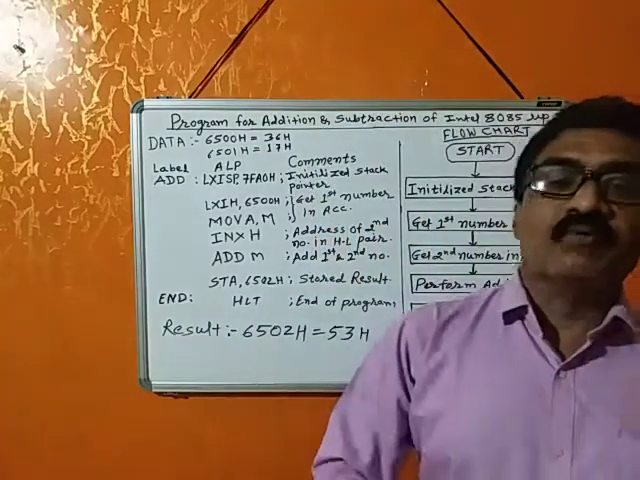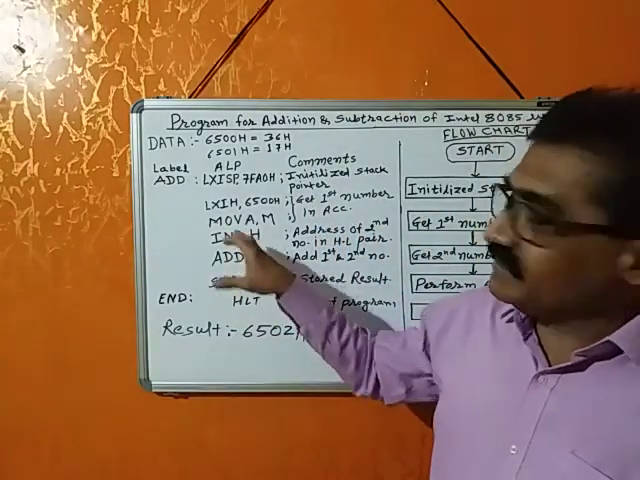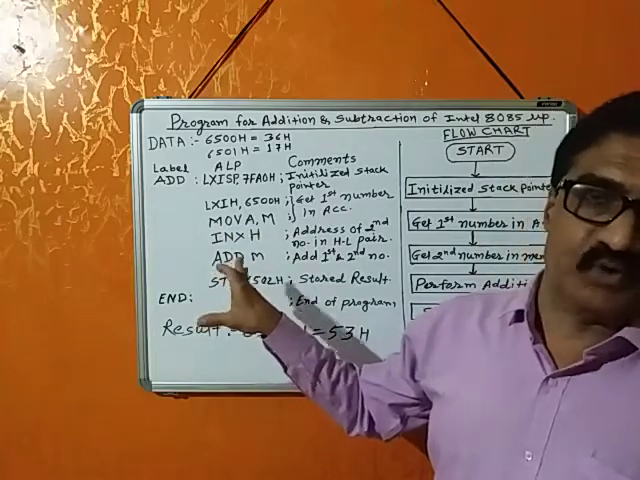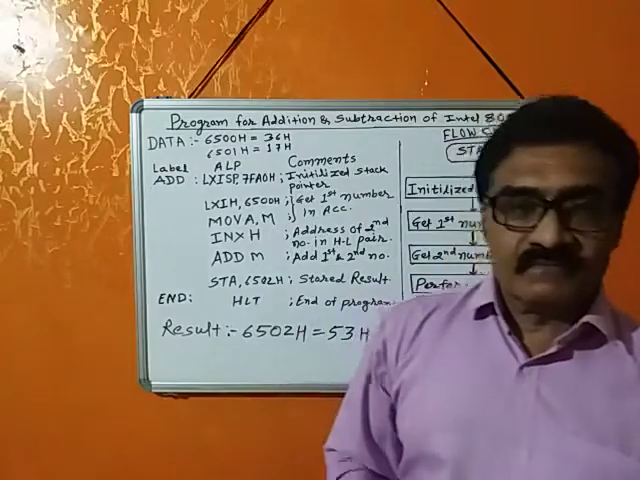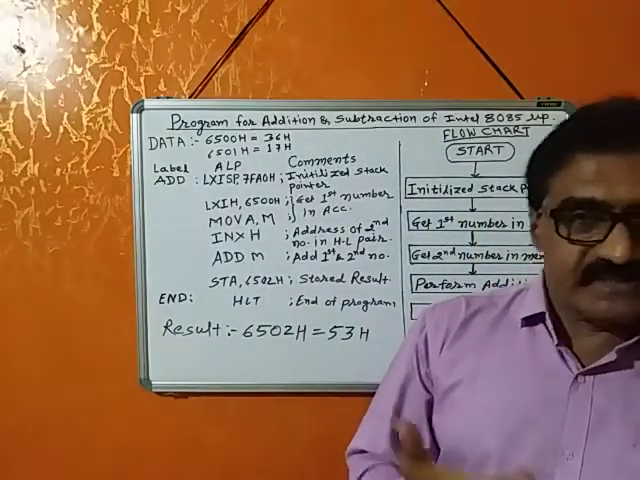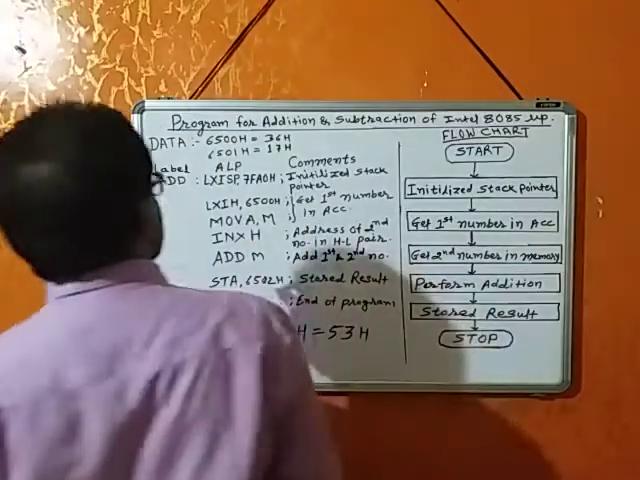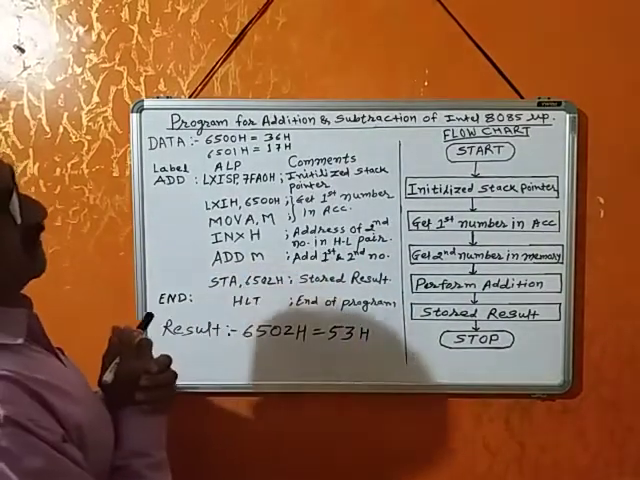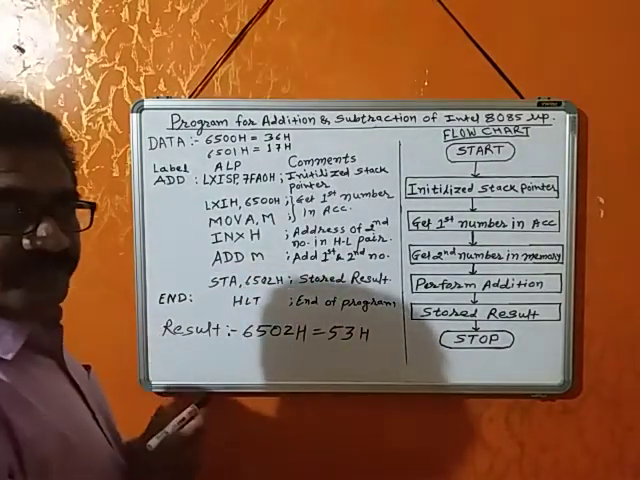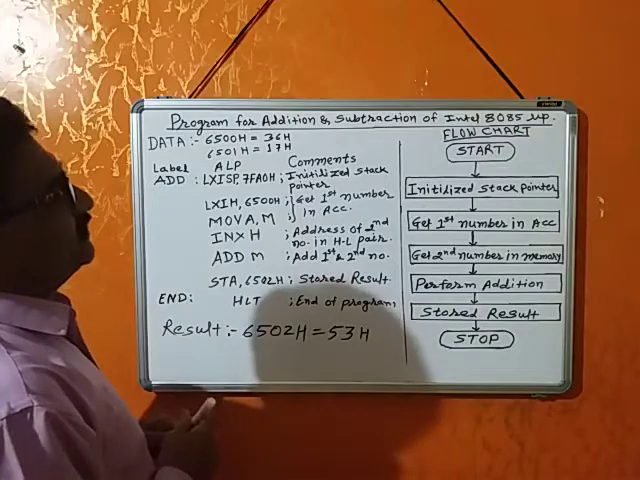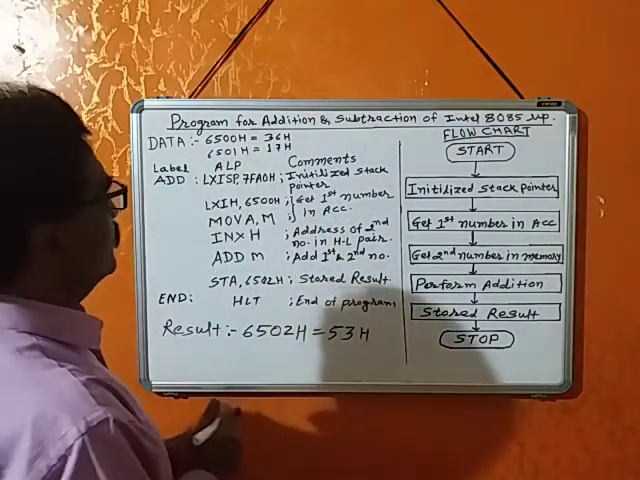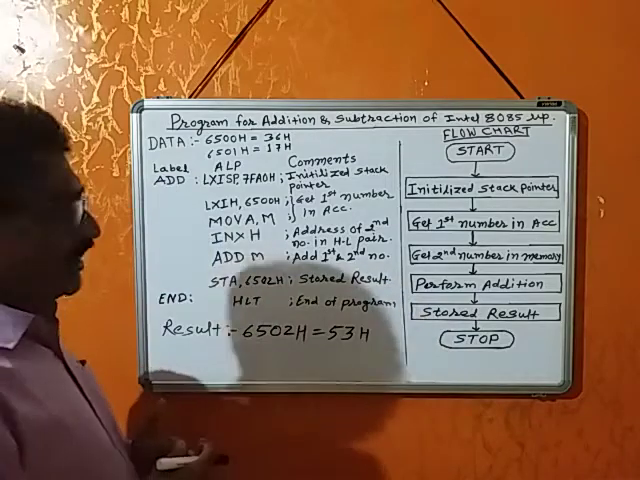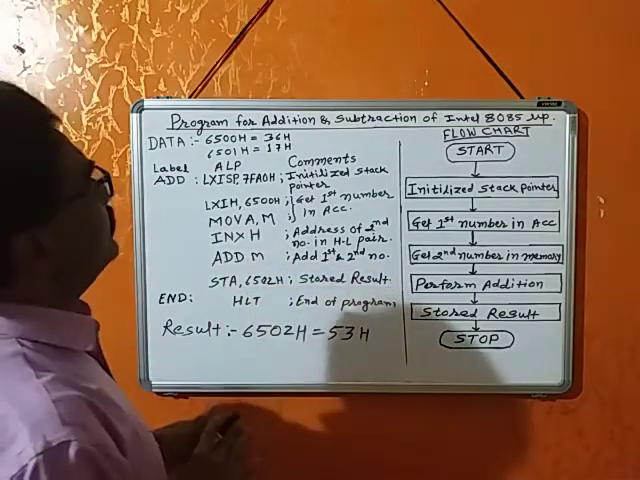Here we only add two 8-bit numbers whose result is 8 bit. If the result is more than 8 bit, then there is some modification in the program, and we can write the program to add 16-bit numbers also. Then another program is the subtraction program. What is the difference between the subtraction program and the addition program? The program is the same. There is a minor change.